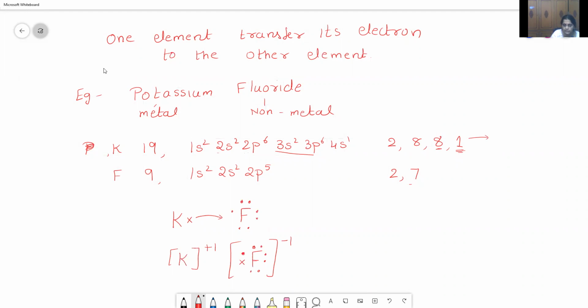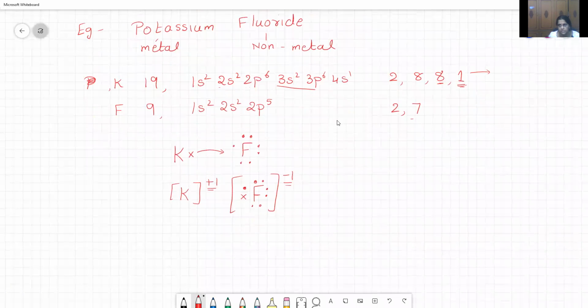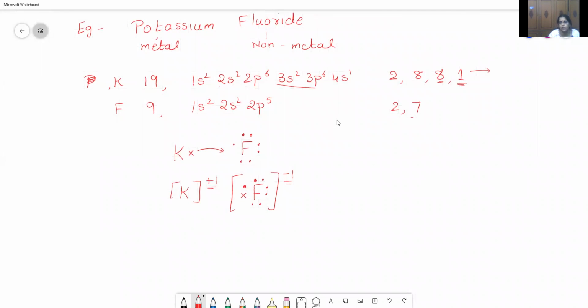Now what is going to happen? This is a positively charged ion, this is a negatively charged ion. There is going to be an electrostatic force and an attraction. So this attraction will actually form this compound. This is an ionic compound.